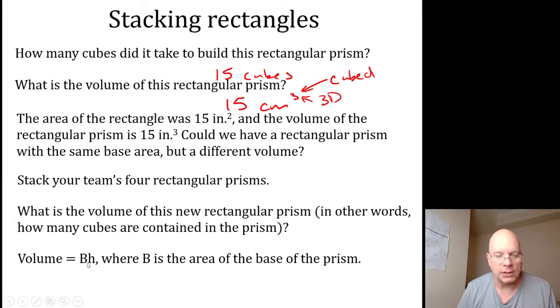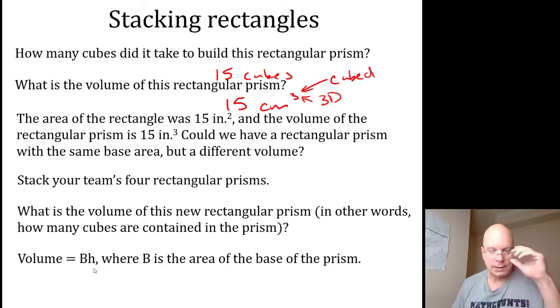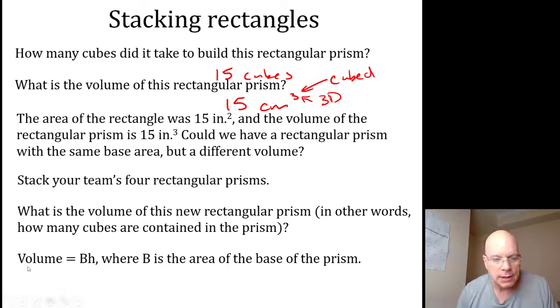The formula we're going to use is not length times width times height, although you're welcome to use it, but it'll be very specifically for rectangular prisms only. The better formula to learn is volume equals big B times H. Big B, don't use little b. Little b is one-dimensional, like a distance. Big B is an area. Big B is the area of the base of the prism.